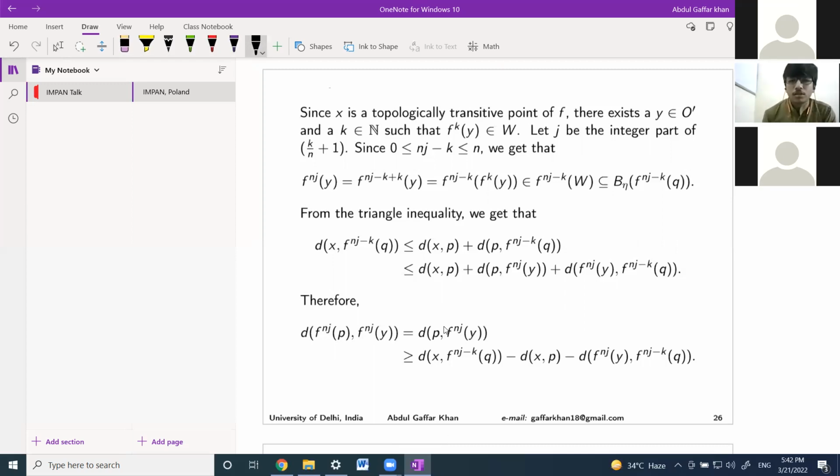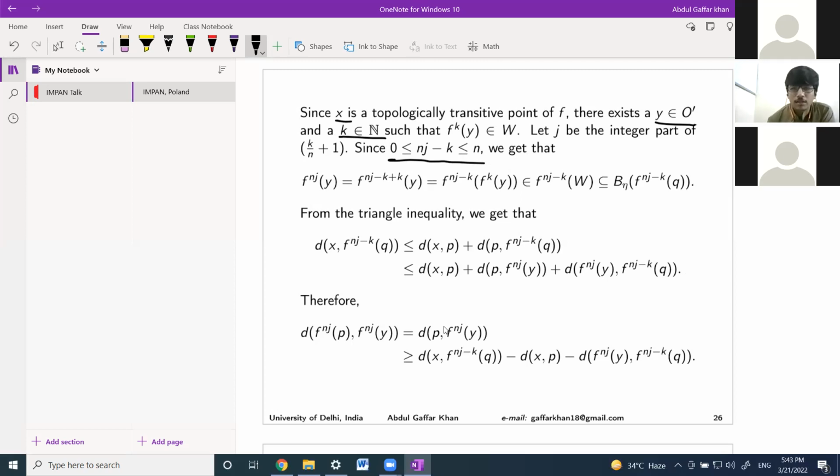So first we will find the point y using topological transitivity. Since f is topologically transitive and O' is open, we can find a point y in this neighborhood and a natural number k so that f^k(y) belongs to W, because f^n(O') intersection with W is non-empty, so the point y will exist. Let j be the integer part of k/n plus 1. Being an integer part, this quantity will satisfy 0 ≤ nj − k ≤ n.